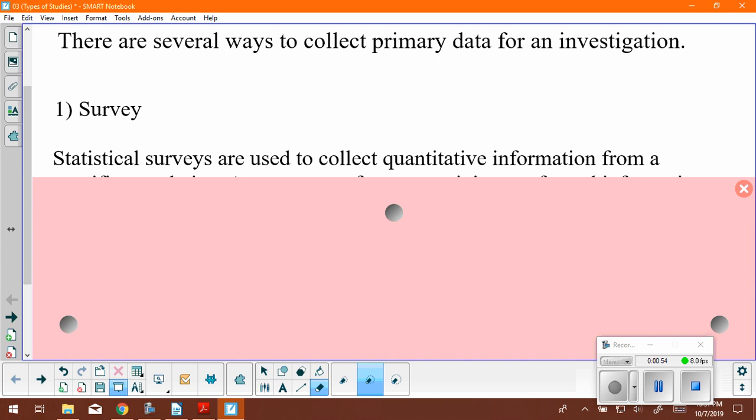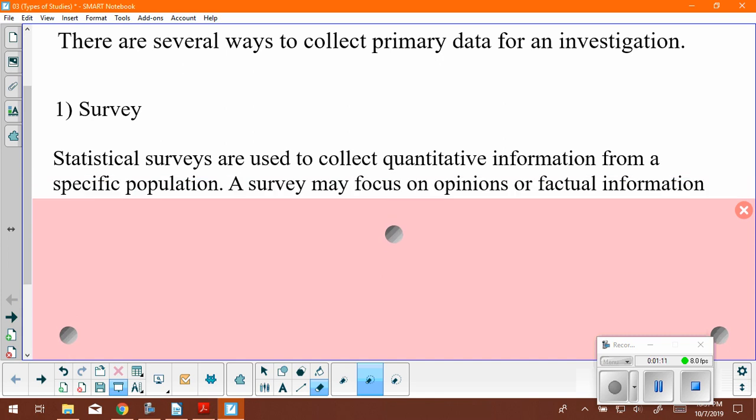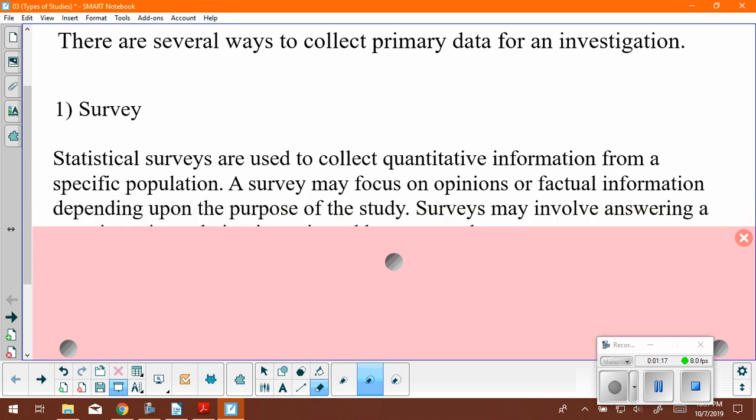Statistical surveys are used to collect quantitative information. Quantitative being numbers, right? Not how do you feel about something, but how much or how often. A numerical quantity. But it's collecting quantitative information from a specific population. A survey may focus on opinions or other factual information depending on the purpose of the study.